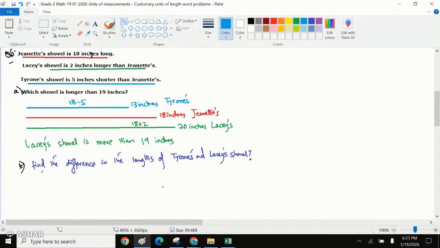Can we say that if this was Tyrone's, right? Agreed? And this was Lacey's. Then Lacey's shovel must be this many inches longer, right? This long. It should be additional length, right? That means 13 plus something should be equal to 20, right? We can say 13 plus something should be equal to Lacey's, or we can say 20 minus 13 should be equal to the same answer, right? So what is the difference of their lengths?